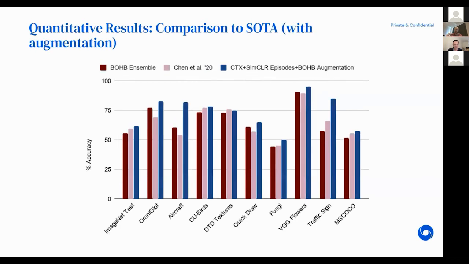We can also compare this to more recent state-of-the-art algorithms from this year, and you can see that we are still performing better. These tend to use more complicated data augmentation that I'm not going to go into, but we're applying that as well, and we also get benefits.